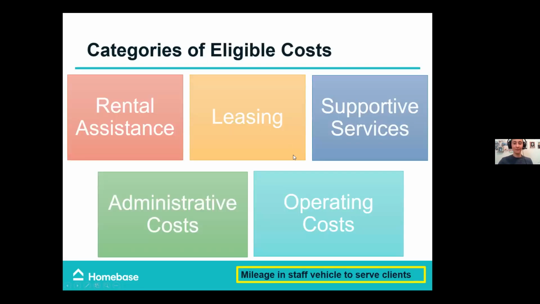Next slide, please. We're going to use this slide as our starting reference point because it lays out the categories of eligible costs. So we see rental assistance, leasing, supportive services, administrative costs, and operating costs. Now, it's been a while since I've gone through this slide deck, so it might not be immediately apparent where this might fit in. So I'm going to go through each one and see.